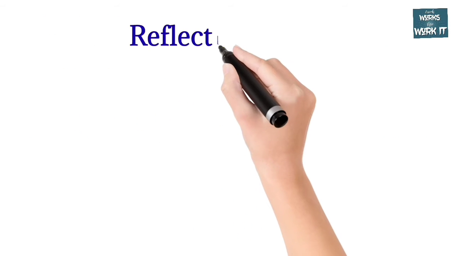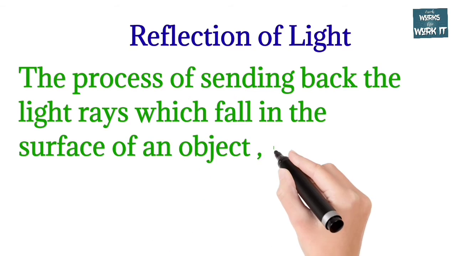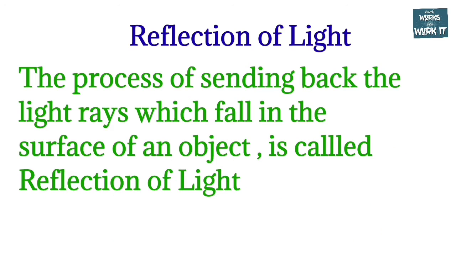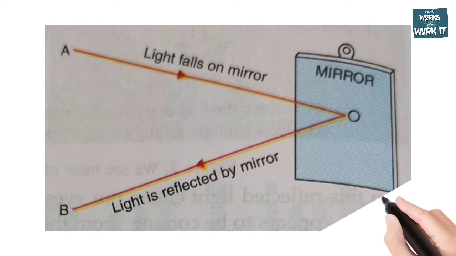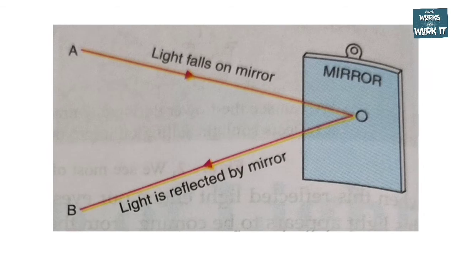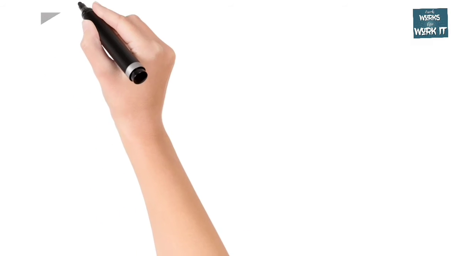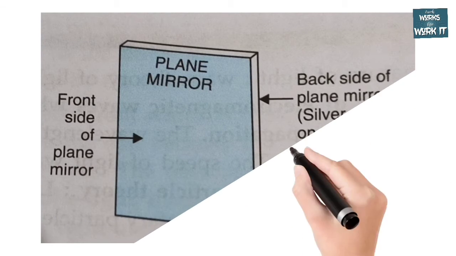We will start now with reflection of light. The process of sending back the light rays which fall on the surface of an object is called reflection of light. If we take the example here with the help of a diagram, when light falls on a mirror, this light is reflected back into the same medium through the mirror. So maximum reflection takes place in a polished and shining surface.